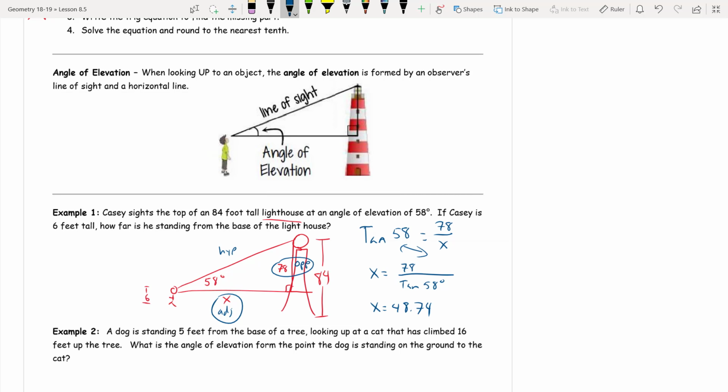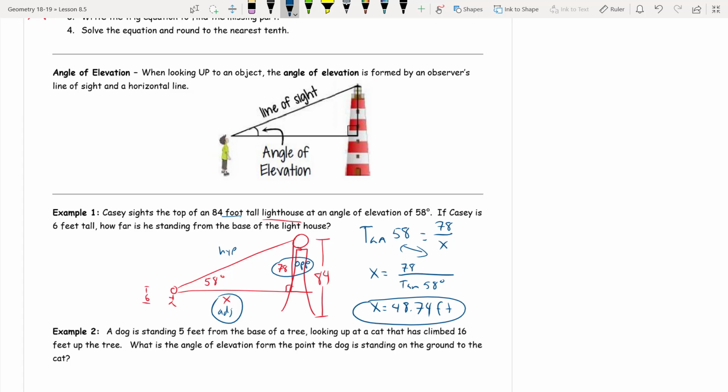And in this case, they were talking in feet. So this is 48.74 feet. So he is that distance away from my lighthouse. Now, one thing you're probably asking is why I got this 78.